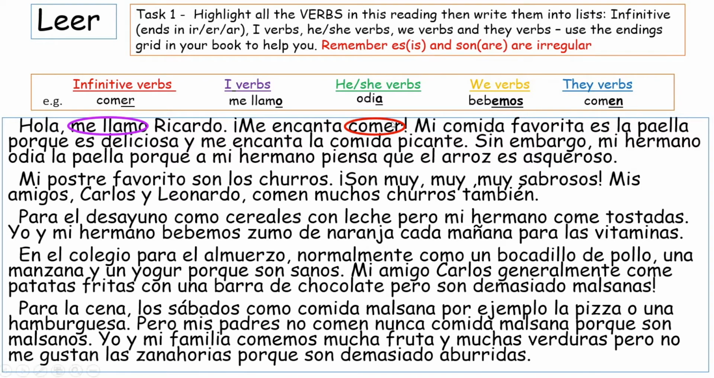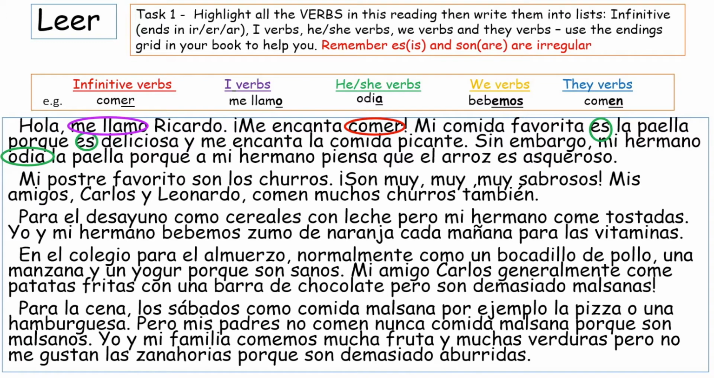Comer is the only infinitive actually in the whole text. I love to eat. Even though it's saying I love eating, I can't have me encanta como here because that would say I love I eat. So I've got to have the verb in the infinitive there. I love to eat. Then we've got es, is, es, and again.